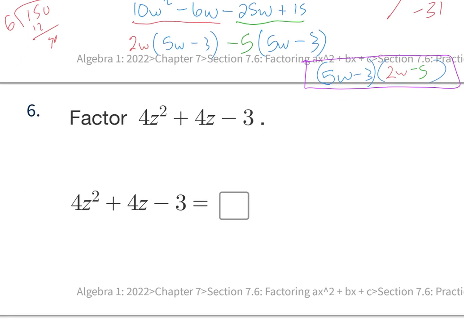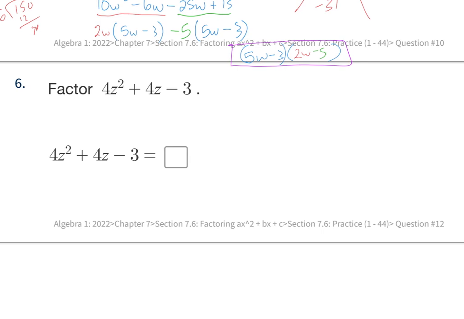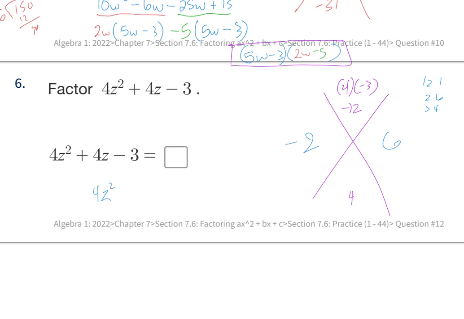Next, 4z squared plus z minus 3. They don't have anything in common. So we're going to have 4 times negative 3. That's negative 12. And we want to add or subtract their factors to get 1. Let's see, the factors of 12. There's 12 and 1, 2 and 6, and 3 and 4. And 2 and 6. Okay. Negative 2, positive 6. Sounds good. So we have 4z squared minus 2z plus 6z minus 3.